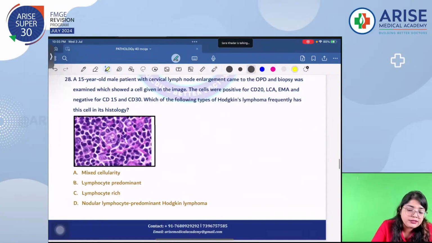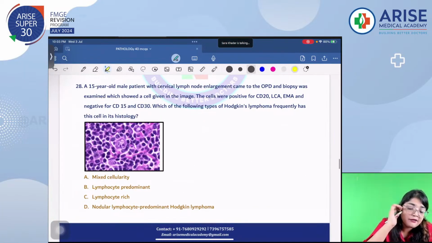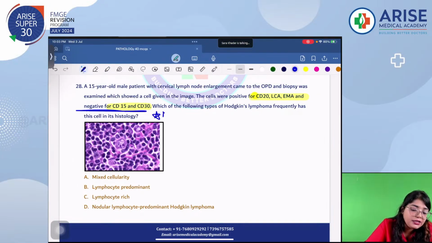Okay, now look at this question. A 15-year-old male patient presents with cervical lymph node enlargement, came to the OPD, and the biopsy was examined, shows a cell given in the image. The cells are positive for CD20, LCA, EMA, but they are negative for CD15 and 30. So you might know that the Hodgkin's lymphoma, they are all positive for your CD15 and 30.